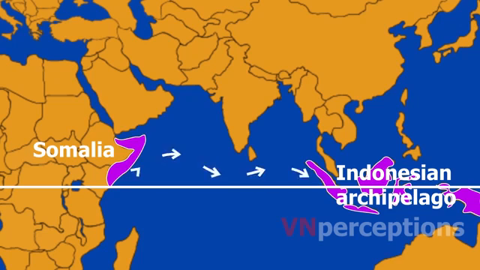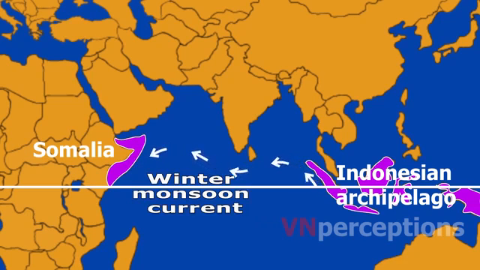The seasonally reversing open ocean currents that pass south of India are referred to as the winter monsoon current and the summer monsoon current.